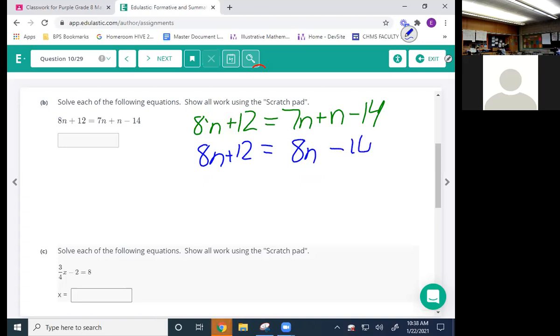minus 14. Very good. I'm looking at this. Now I can start to do something. What do I notice? Don't get ahead of yourself, Gabe. What do we notice?